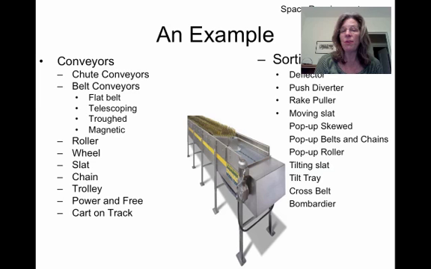Beyond that, there are also the sorting issues associated with the conveyor. There's deflector sorting, push diverter, rake puller, moving slat, pop-up skewed, pop-up belt and chain, pop-up roller, tilter slat, tilt tray, cross belt, and bombardier.